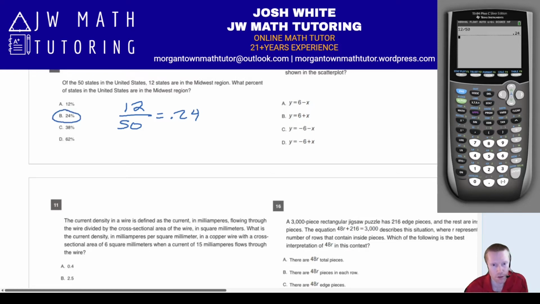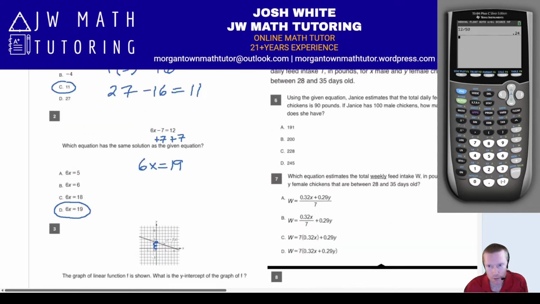Also, just so you know, a little trick here, a slightly quicker way to do this might be to notice that when you have 50 as your denominator, if you multiply that by 2, you get 100. So an alternate way to get 24% is just take the 12 on top, or whatever the number on top is, multiply it by 2, that's your percentage if it's out of 50.